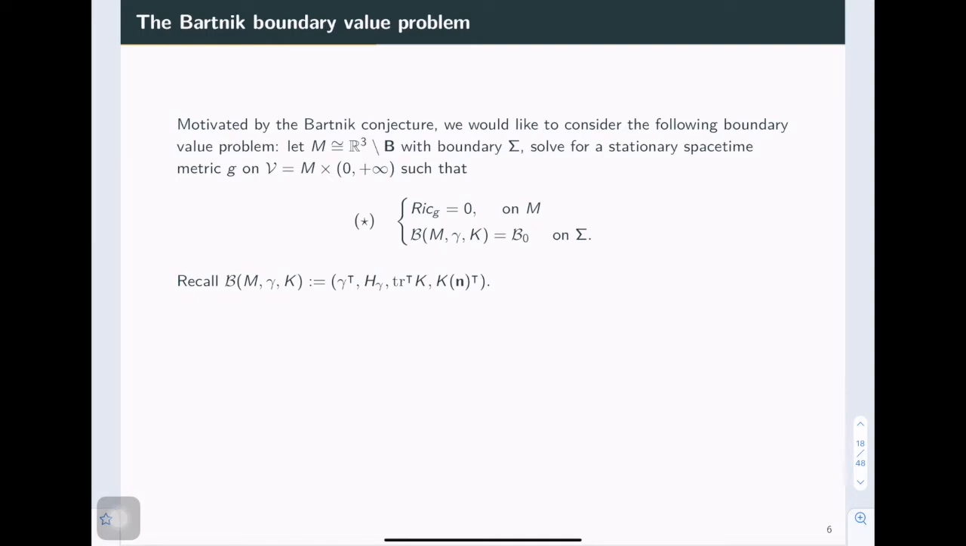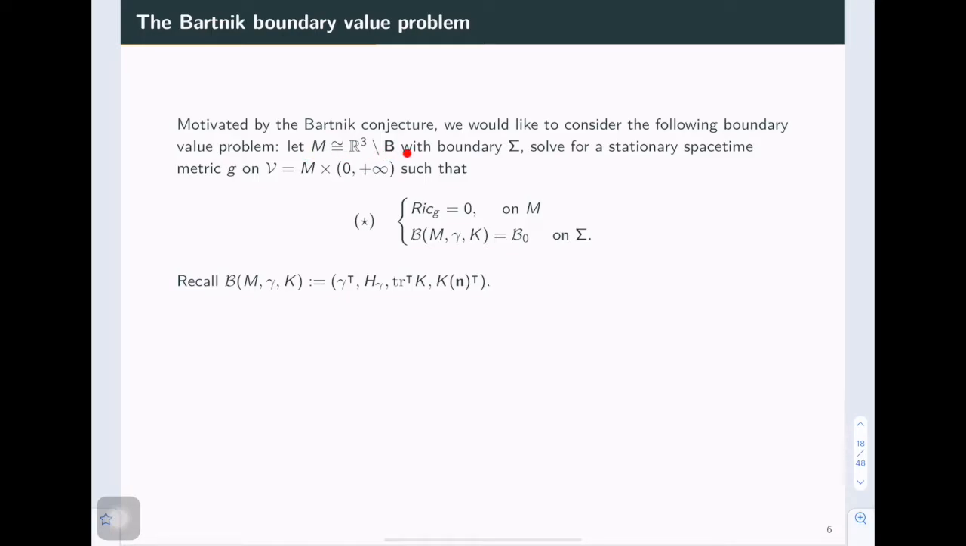Recall that the Bartnik conjecture says the extension realizing the infimum ADM mass must be a stationary vacuum initial data set, which means the extension can be embedded into a stationary vacuum spacetime as an initial data set. And meanwhile, the extension should satisfy the Bartnik boundary conditions. This motivates us to consider the PDE system of the stationary vacuum equations coupled with the Bartnik boundary conditions, which gives rise to the following boundary value problem.